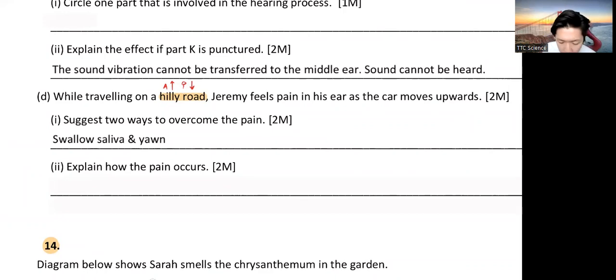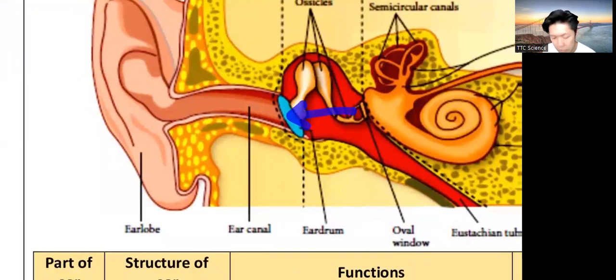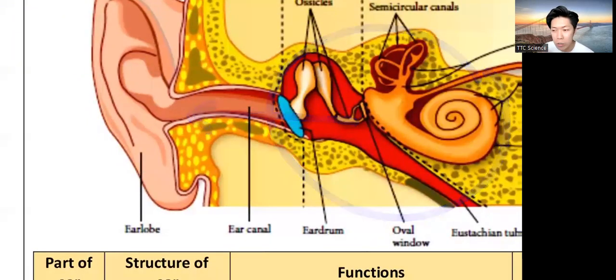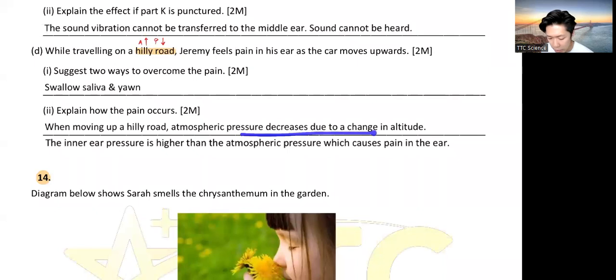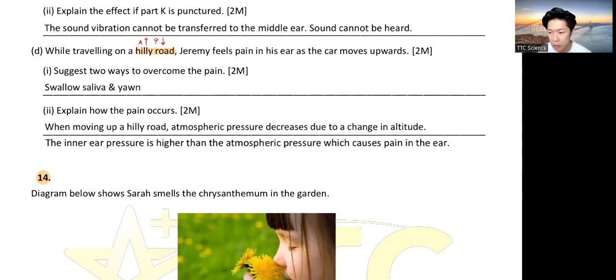the pressure in your head pushes the eardrum. So that is what causes the pain. This is how you explain. Make sure you explain that pressure decreases. 1 mark. Your head has higher pressure than outside. 2nd mark.